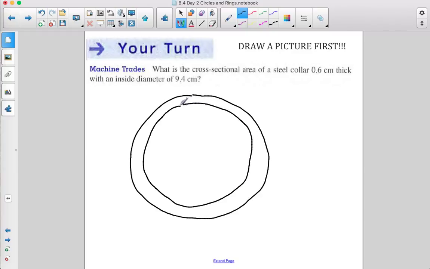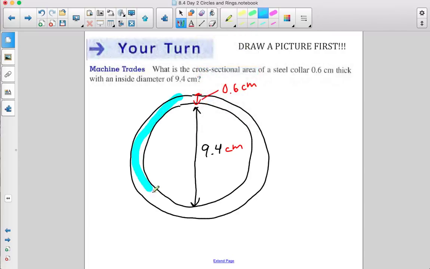They told us the inside diameter is 9.4, and the thickness of the collar right there is 0.6 centimeters. This was centimeters as well. So your job is to try to find out what the area would be of the collar. I'll do it here in blue. So what's the area of this blue section?